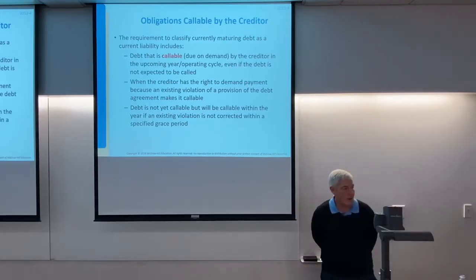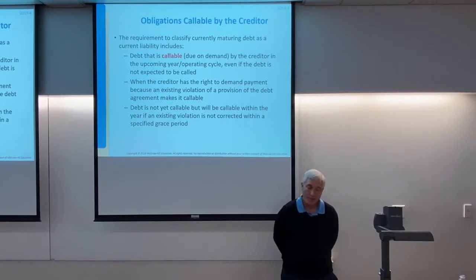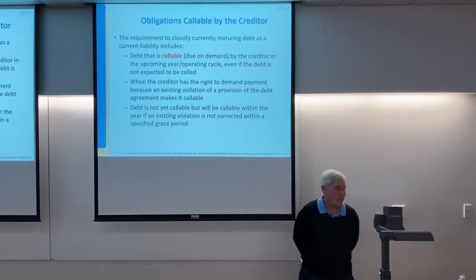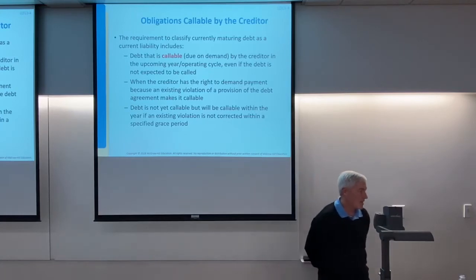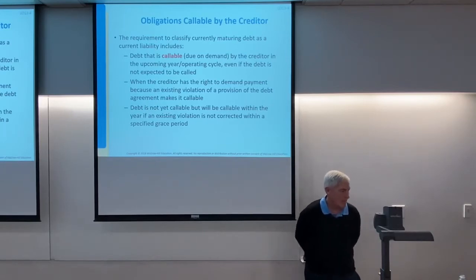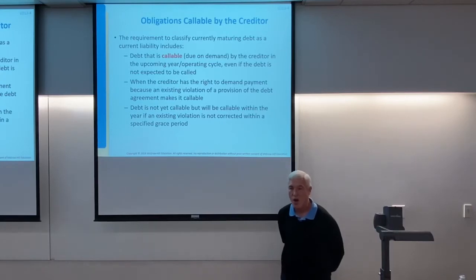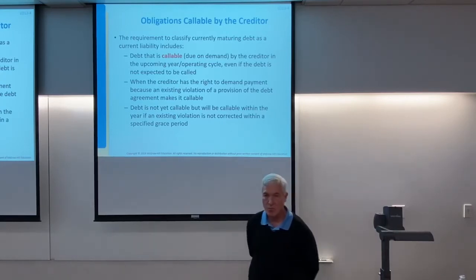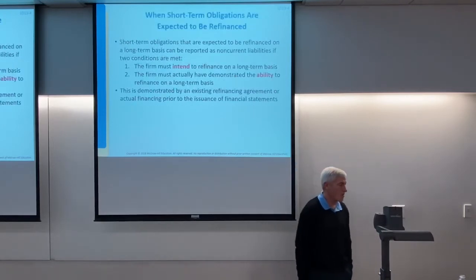Now, if the creditor has a right to demand payment because of a debt covenant violation, okay, I have to put it in current also, and there will be a lot of disclosure. But if it's not yet callable within a year, if an existing violation is not corrected within it, you have to look at these callable rules very closely in the text, because you certainly could get an exam question about that.